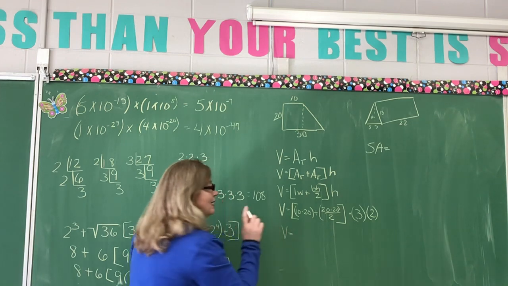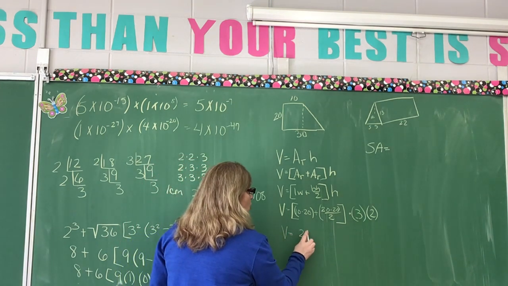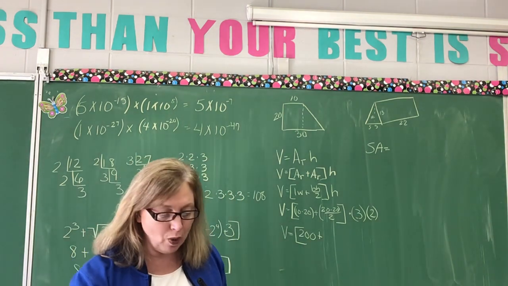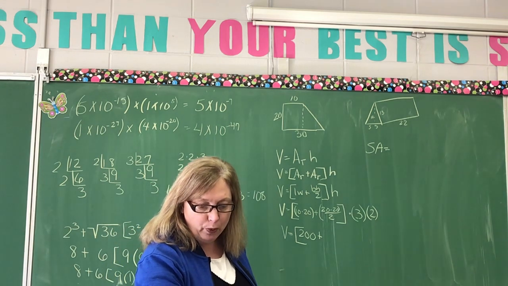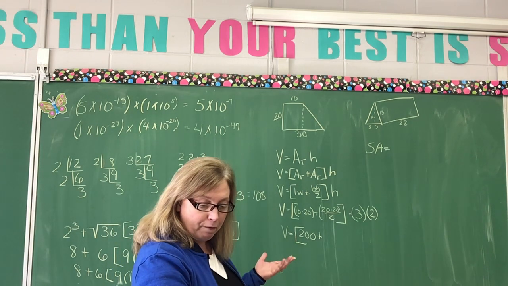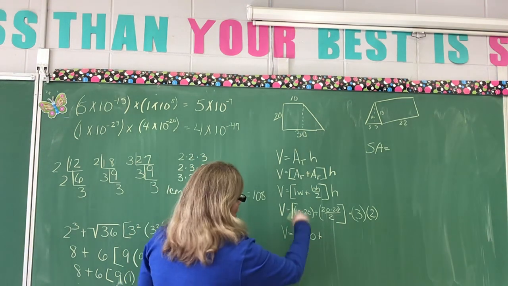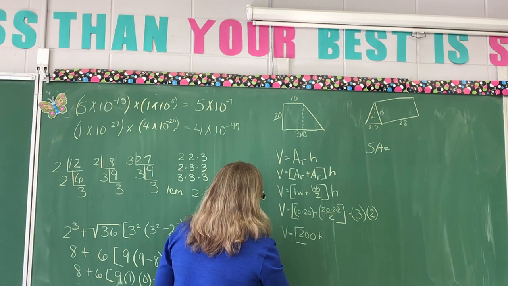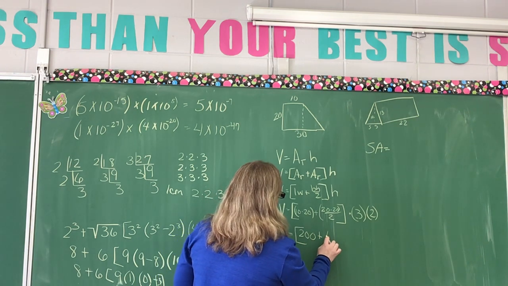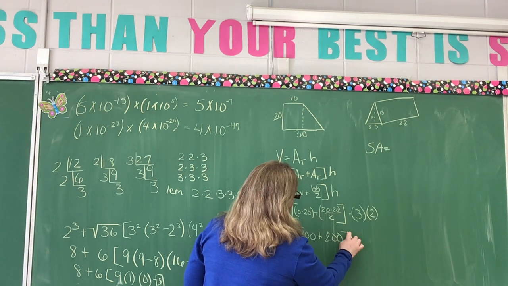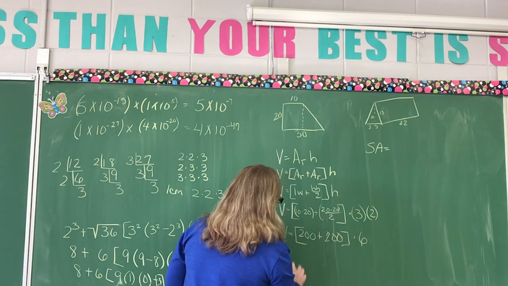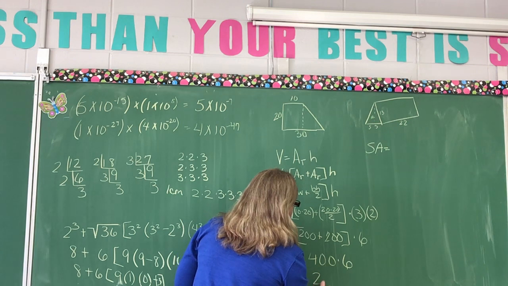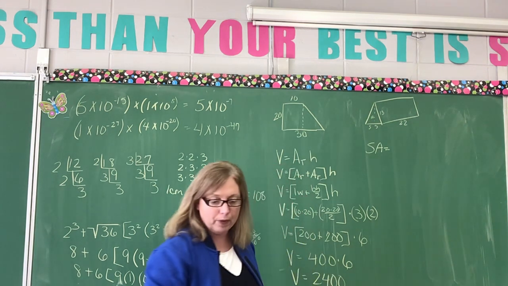Now, let's solve this, okay? So we're going to say 10 times 20 is 200, got our little brackets, plus 20 times 20 divided by 2 is going to be 400. Okay? So if we have 20 times 20, divided by 2, I'm going to get 200, and then we're going to say times 6. So now we have the volume is 400 times 6. Volume equals 2,400.